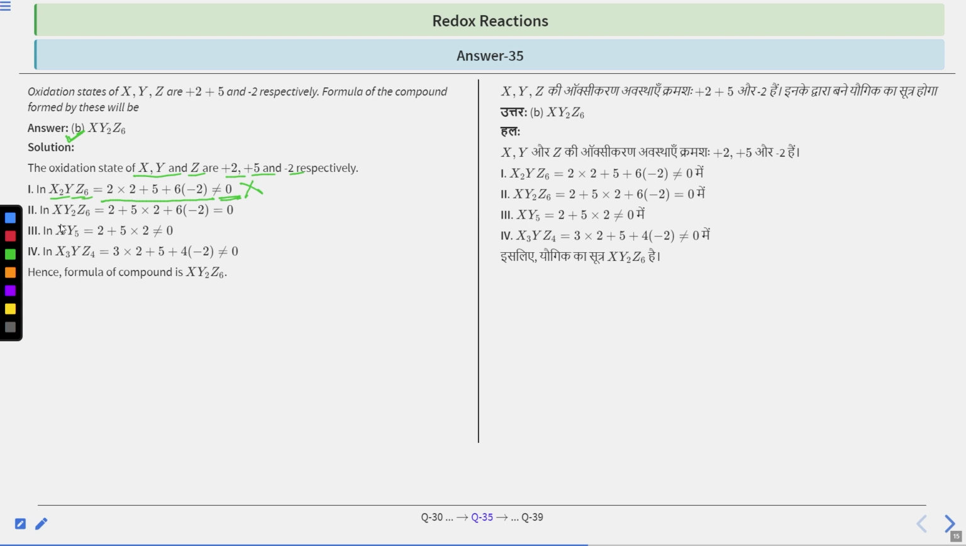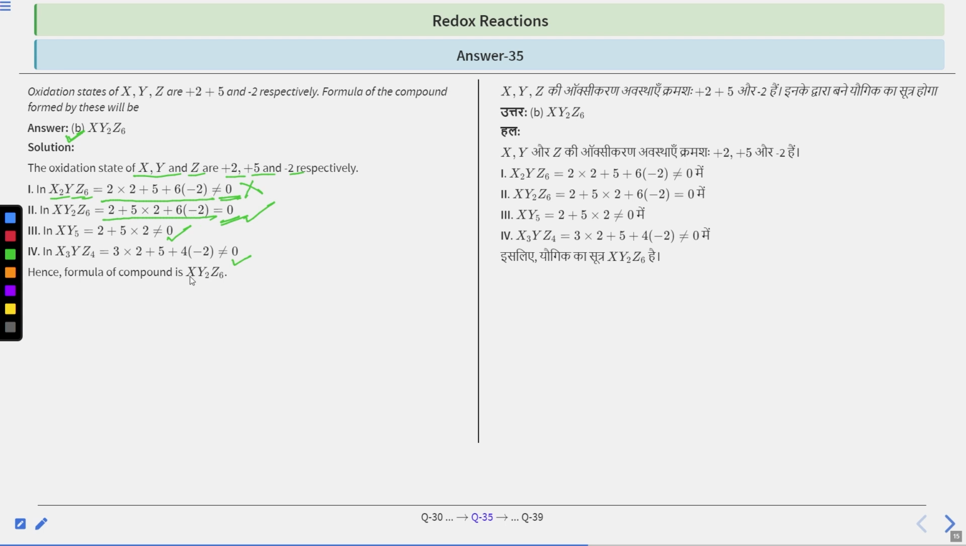Now in the next option, we have XY2Z6. So let's put in 2 plus 5 times 2 plus 6 times -2. If you calculate, this is equal to 0. Right? So this may be the formula. In XY5, 2 plus 5 times 2 is not equal to 0. And in X3YZ4, 3 times 2 plus 5 plus 4 times -2 is also not equal to 0.